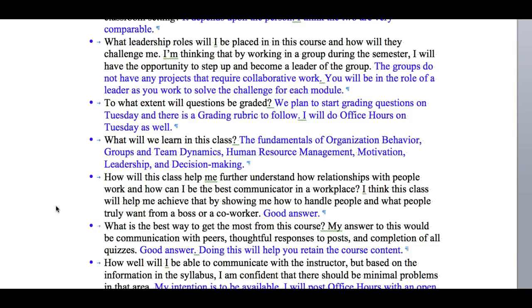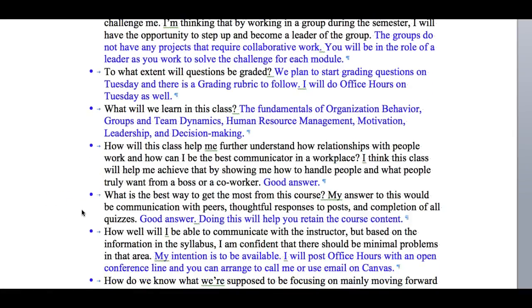I think this class will help me achieve that by showing me how to handle people and what people truly want from a boss or coworker. That's a good answer. So I agree with that. What is the best way to get the most from this course? My answer to this would be communication with peers, thoughtful responses to posts, and completion of all quizzes. And that's a very good answer. If you do all of this, it'll help you retain the course content.